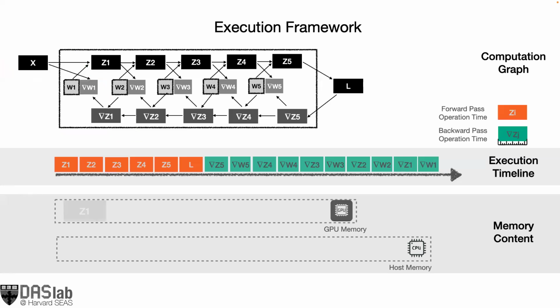Now we finish updating all the parameters in the backward path. Also we used all the activation maps that we saved in the forward path. Now we can see that actually the consumption of GPU memory is not the same over time. It is increasing in the forward path and then it is decreasing in the backward path.